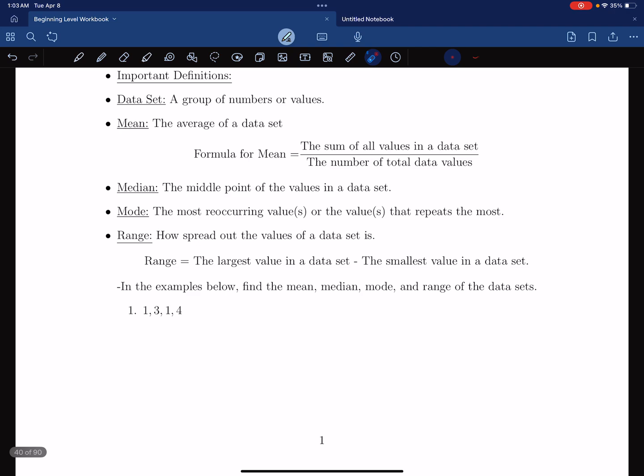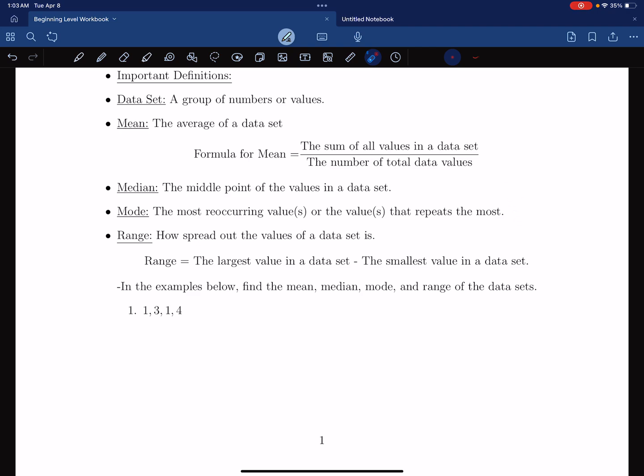And then we have the median, which is the direct middle point of the values in the data set, which is not quite the average. And I know that might be a little confusing right now, but it'll make more sense once we work through an example. And then we have mode, which is the most reoccurring value or values of the data set. So essentially, whatever value repeats the most, that is our mode.